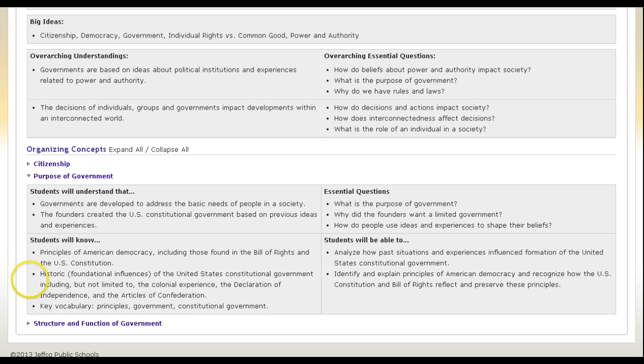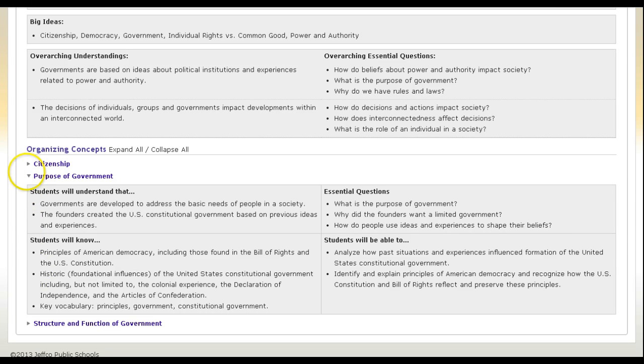We're also going to look at those past influences. Every component of our life and of our government's life is influenced by something. Those influences cause us to act or behave in a certain way. Same thing with our government: it was based on previous experiences.